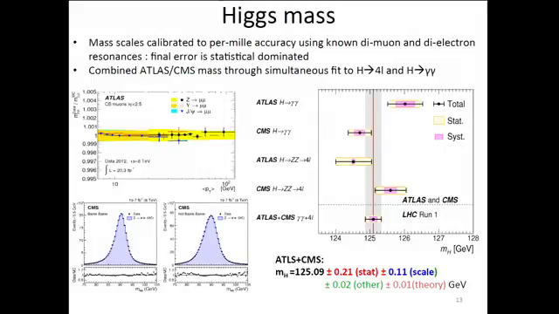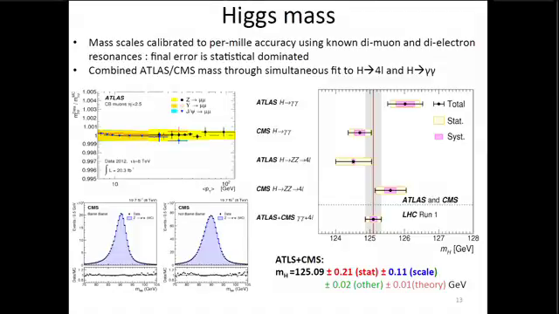Okay, so once you have measured all these three processes, the two collaborations tried to get a precise measurement of the mass. What is important is that the response of the detector is calibrated. This was done to very good accuracy, at the per mil level, exploiting dimuon and dielectron resonances from other standard model processes.